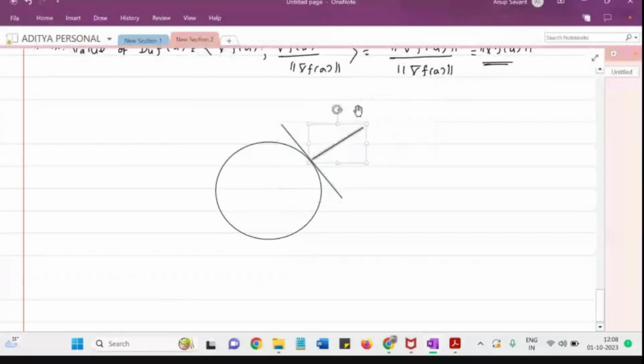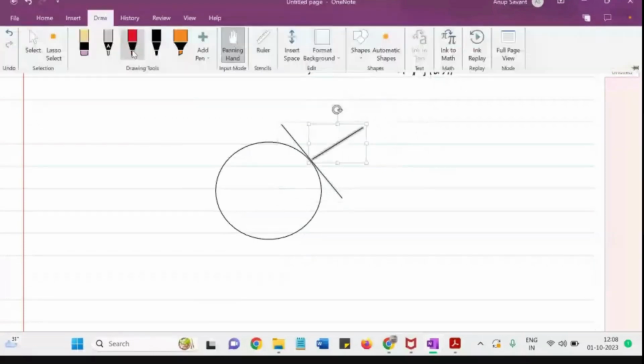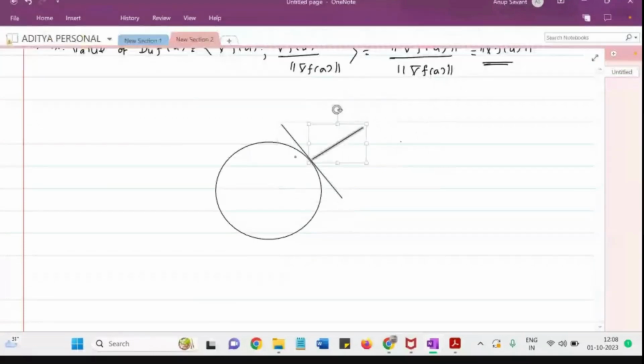Okay, so suppose this point is A, then the vector along this line is grad f of A. This is grad f of A. Okay, and this is your tangent plane.